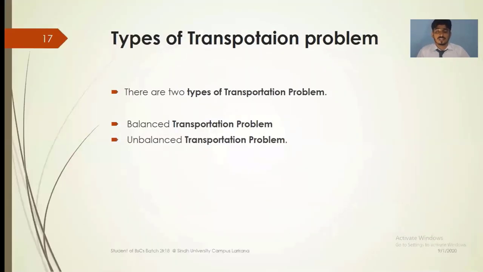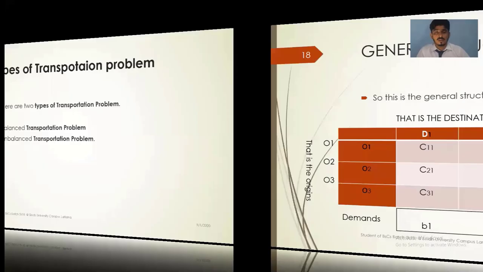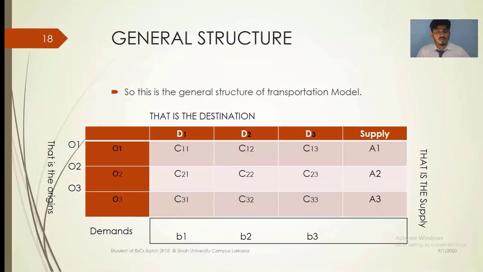Types of transportation problems. There are two types: one is the balanced transportation problem, the second is the unbalanced transportation problem. This is the general structure of the transportation model. O1, O2, O3 are the origins or sources. D1, D2, D3 are the destinations. A1, A2, A3 represent the supply, and the demand is represented by B1, B2, B3.